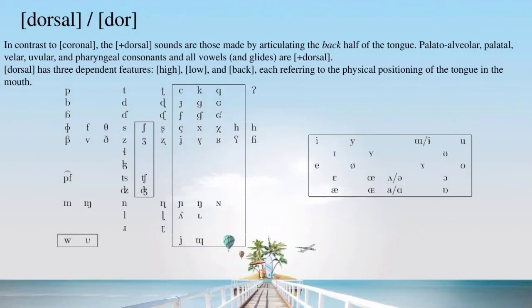The next is dorsal. In contrast to coronal, the plus dorsal sounds are made by articulating the back half of the tongue. Dorsal has three dependent features: high, low, and back, each referring to the physical positioning of the tongue in the mouth. Then you can read it by yourself.